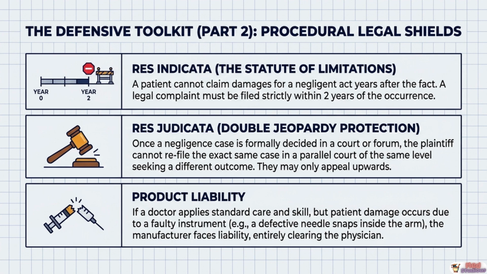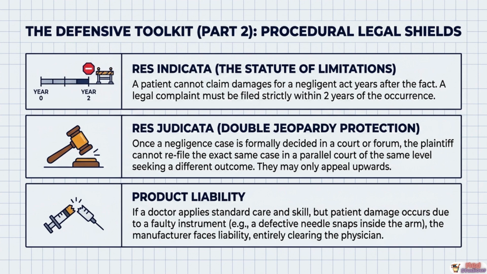The second shield is res judicata, which provides double jeopardy protection. Once a negligence case has been formally decided by a court or consumer forum, the plaintiff cannot refile the identical case in a different parallel court of the same level, seeking a more favorable outcome. They may only appeal upward through the judicial hierarchy. This prevents forum shopping, the practice of filing the same complaint in multiple courts simultaneously.